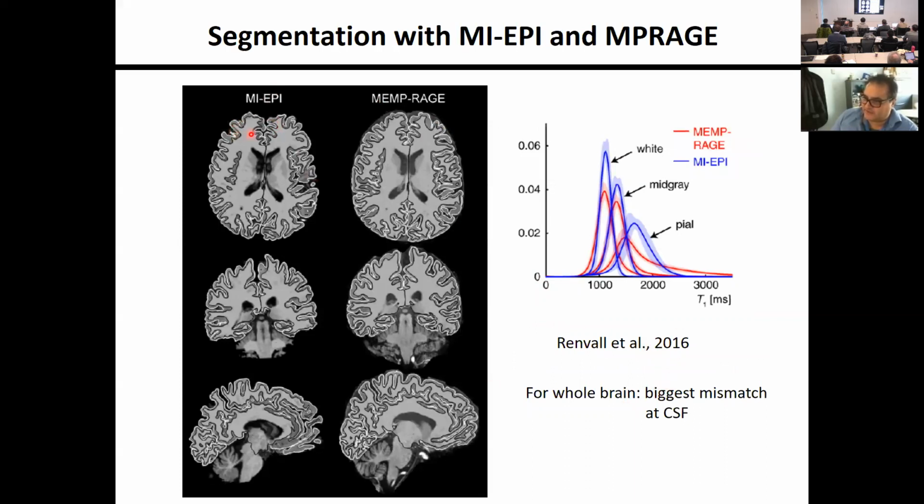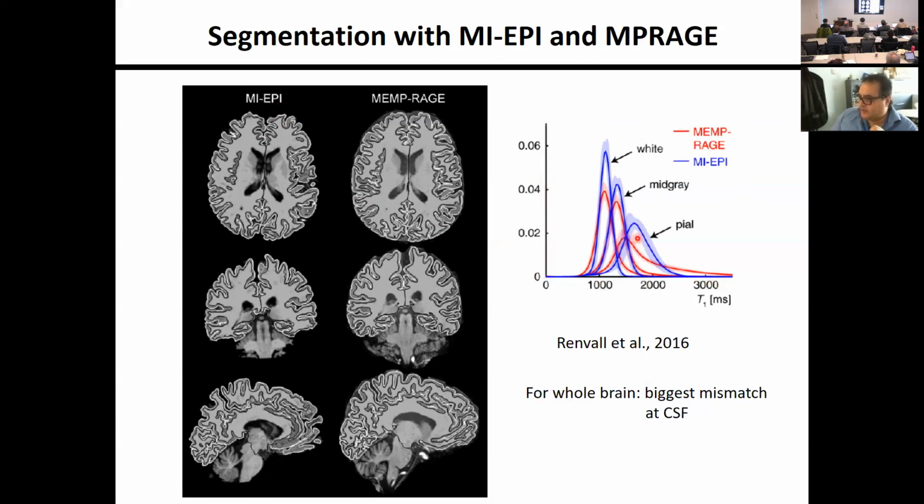You see here the segmentation by the multi-inversion EPI versus T1 MPRAGE with multi-echo, but the multi-echo is not relevant. So you see, you can do nice segmentation of both types of images, and you see, for example, here in the front, they do not have the same distortions. What they nicely showed is this: now T1, and how many T1 values are occurring. So there are 3 peaks. One peak is white matter, one peak is mid-gray matter, one peak is pial surface.